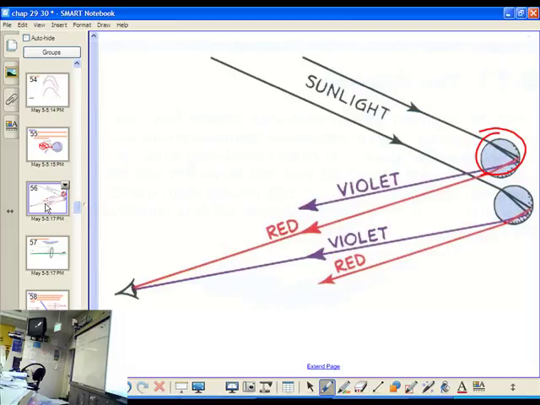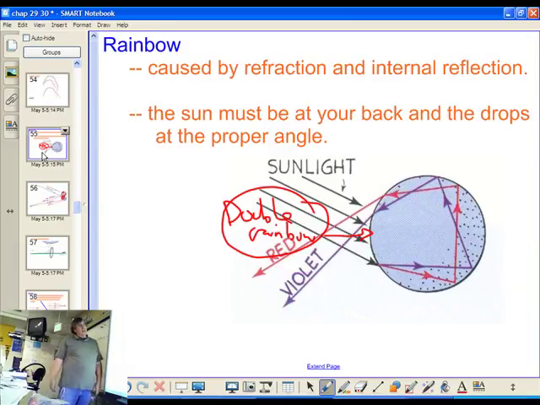As you see this line of rainbow, there are all these droplets in between, where you're seeing the orange and the yellow and the green and the blue and the indigo. This is how it works. But notice, where's the sun? The sun is over here. The sun has to be at your back, and the raindrops have to be at something like 42 degrees. Now, how do you get double rainbows? Notice we're getting multiple reflections inside.